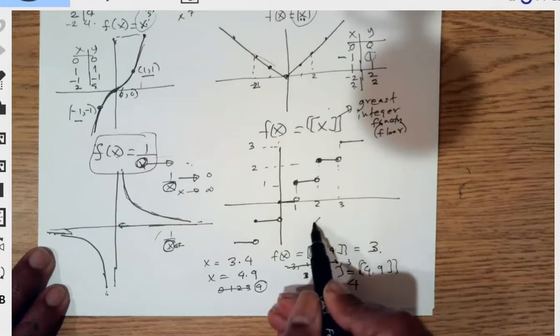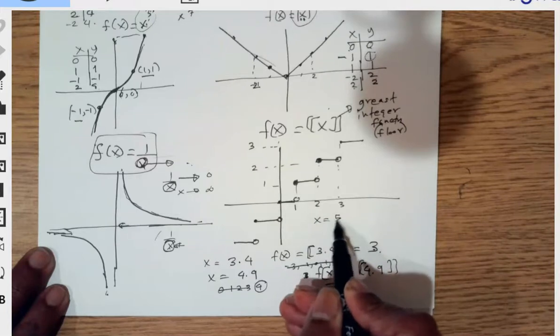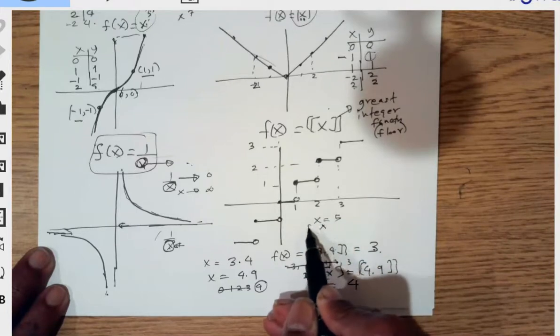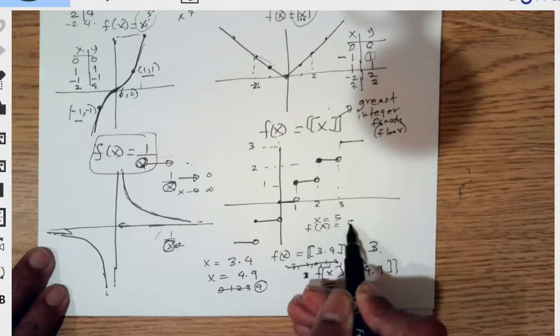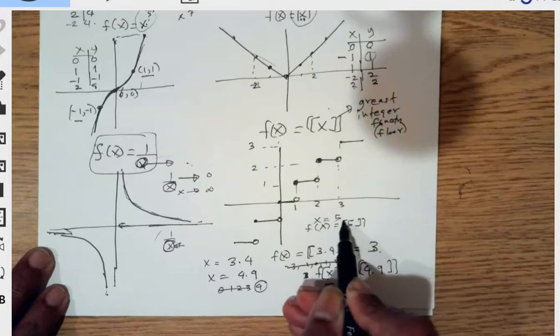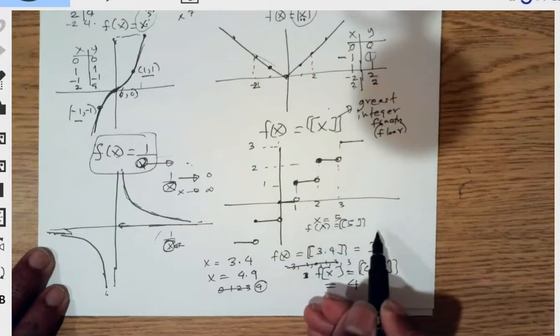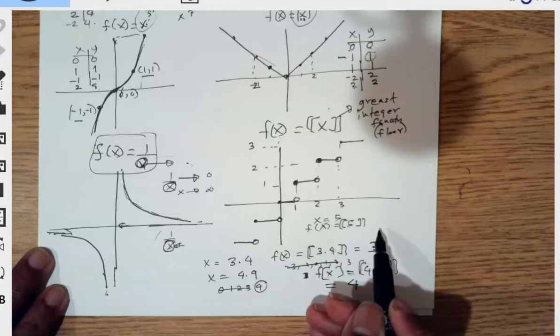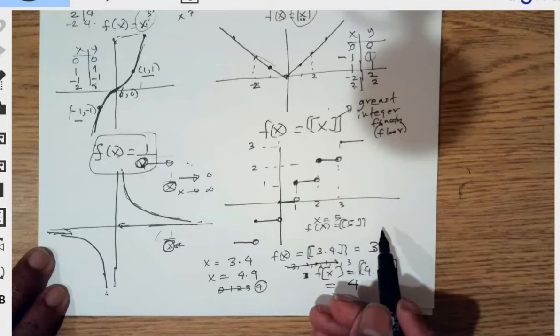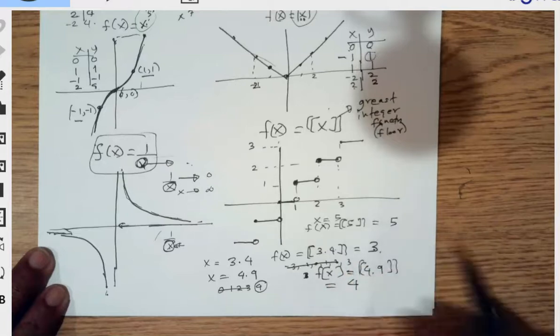But if you take x equals, say, 5, what's the greatest integer function? Well, when you look at all the numbers up to 5, they are like 1, 2, 3, 4, 5, and so on, but up to 5. But what's the biggest number? Well, out of that, there's just 5.